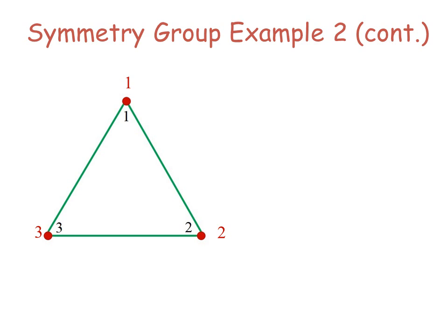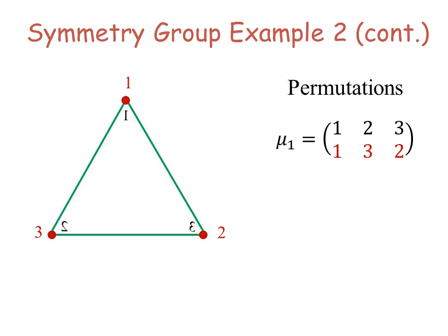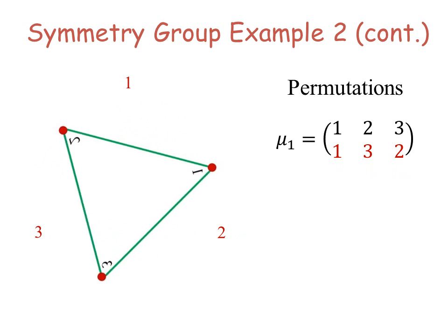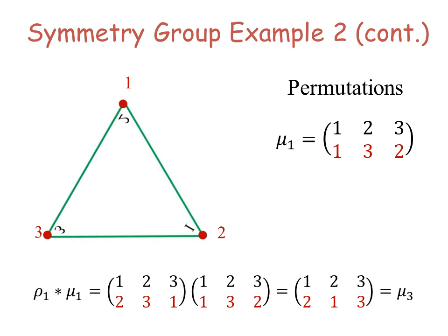Now we compose two of these permutations by performing one and then the next. Suppose we first apply permutation mu sub 1. Now we follow that with permutation rho sub 1. This produces the product rho sub 1 star mu sub 1, and we see that it gives mu sub 3.